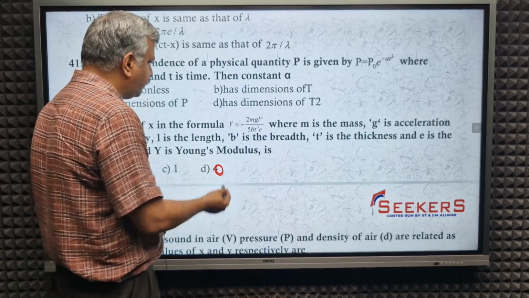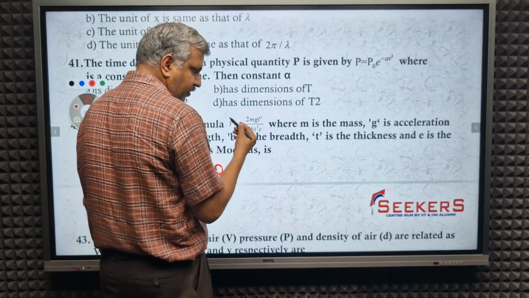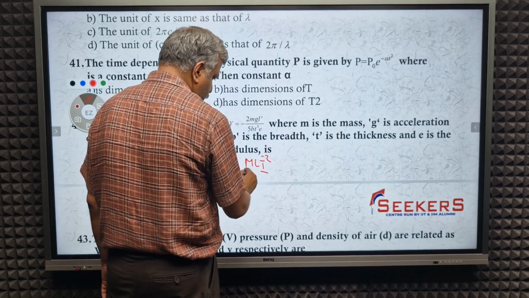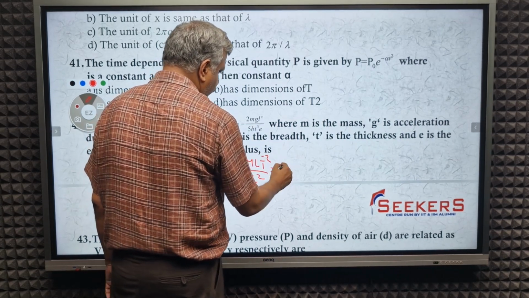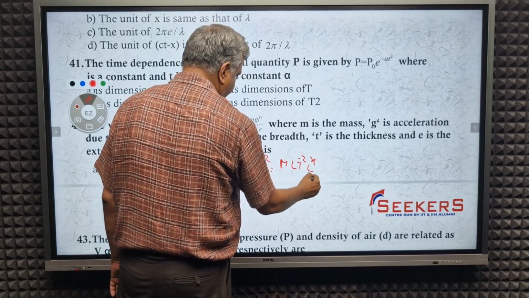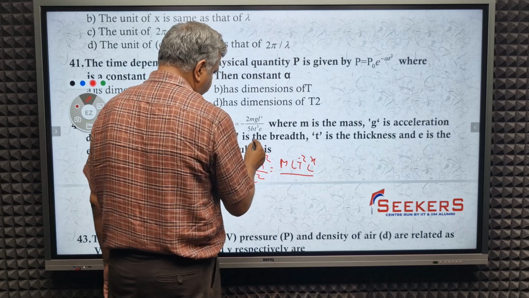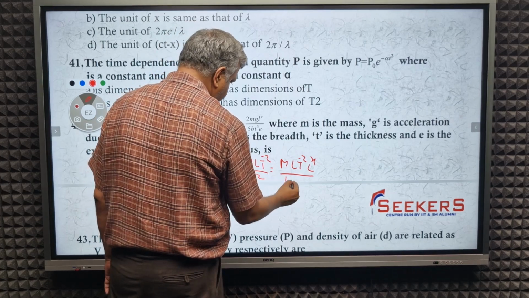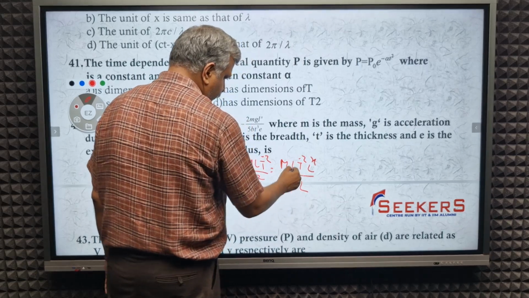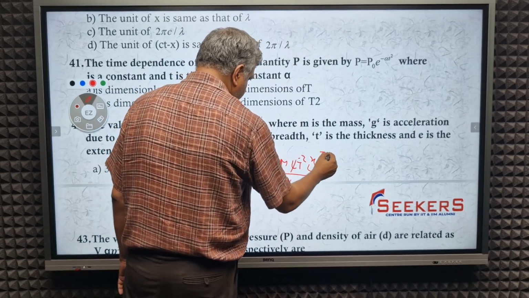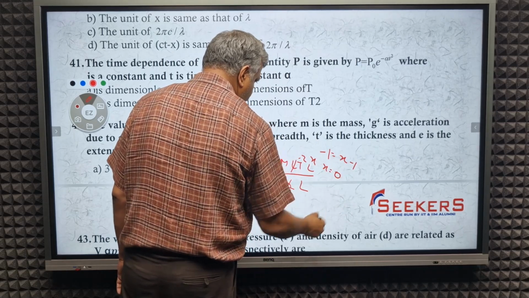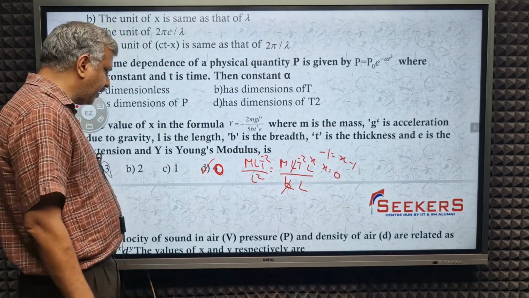Okay, all that I need to do is substitute. Y is Young's modulus, which is stress by strain. So that is M L T power minus 2 divided by L squared must be equal to M, g is L T power minus 2, into L power x, divided by 5 times b. B is L. Then again extension is also L. So this and this will get cancelled. When I compare, on the left side it is minus 1. Minus 1 is equal to x minus 1. So from there you will get x is equal to 0. So D should be the right option.